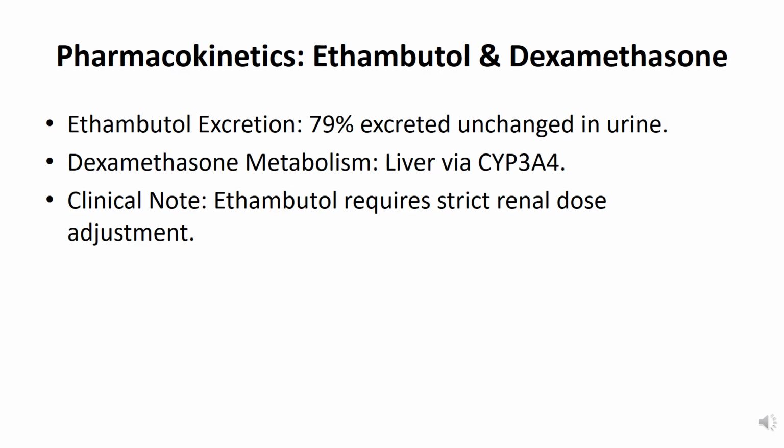After absorption and distribution throughout the body, most of the drug undergoes very little metabolic change. This is a key pharmacokinetic feature. Approximately 79% of ethambutol is excreted unchanged in the urine. In other words, the kidneys are responsible for removing most of the drug from the body in its active form. Because renal excretion plays such a major role, kidney function has a direct impact on ethambutol levels.